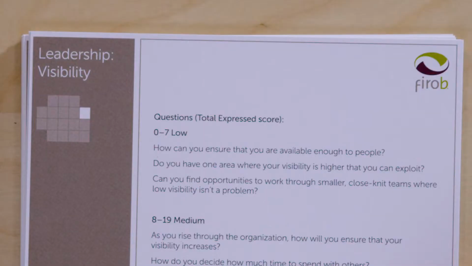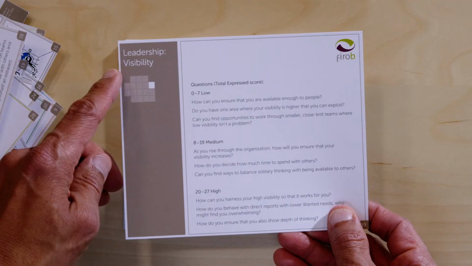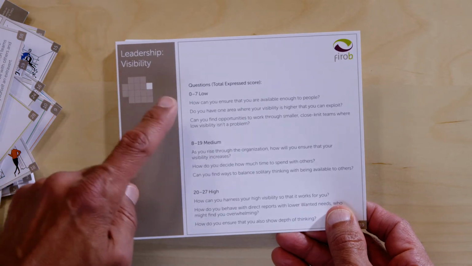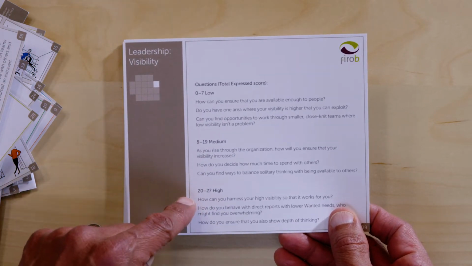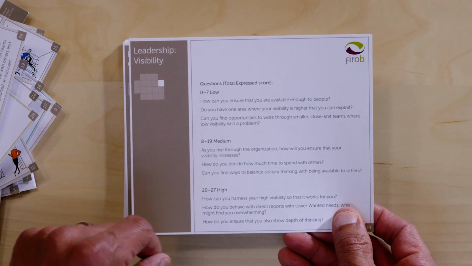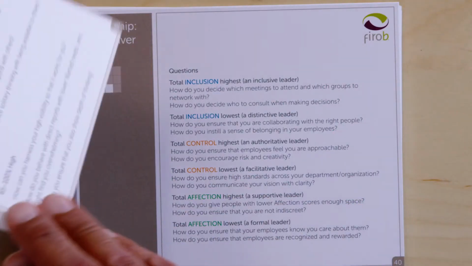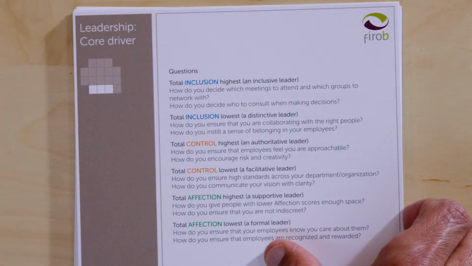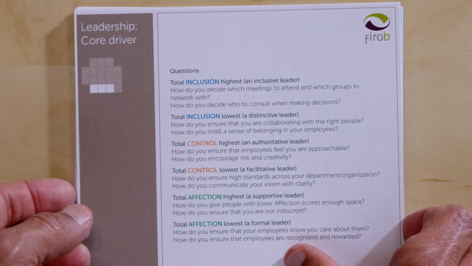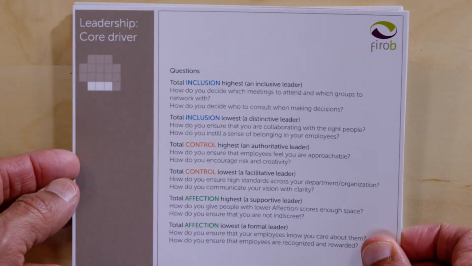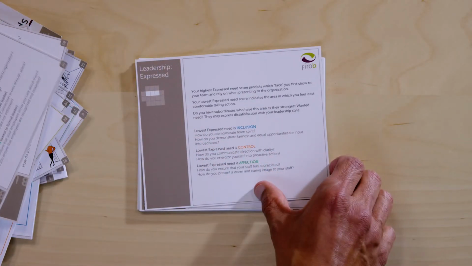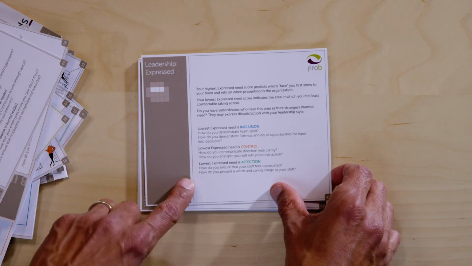The next cards cover various topics, such as leadership, starting with visibility as it relates to a total expressed score of low, medium, or high. Then, you can address with your participant leadership as it relates to which interpersonal need is his or her core driver, and leadership as it relates to the participant's highest expressed interpersonal need.